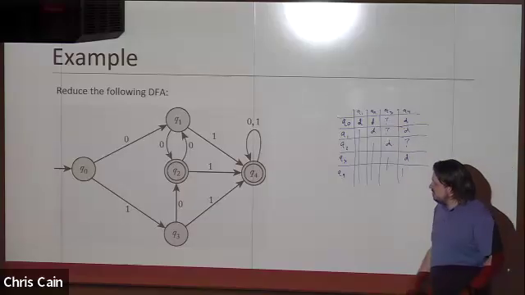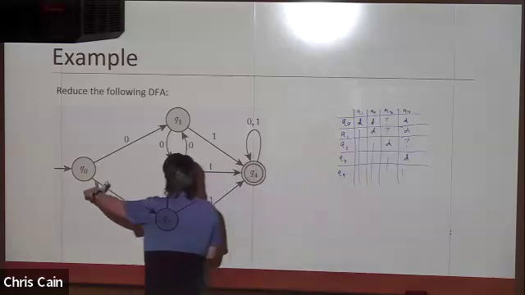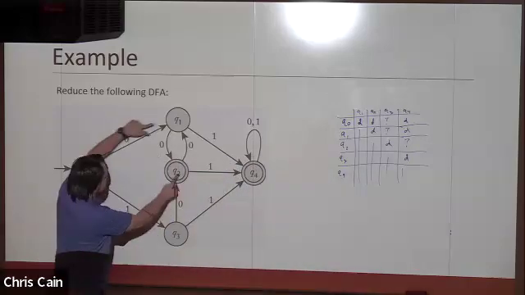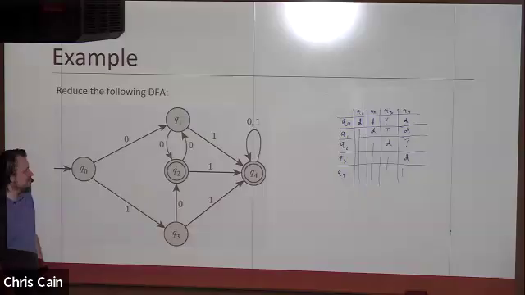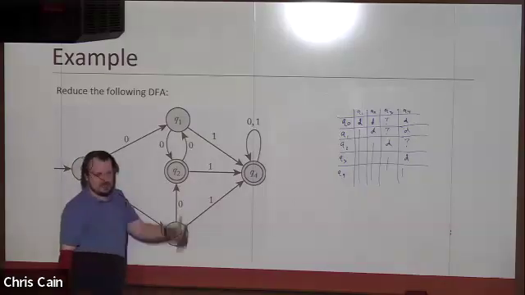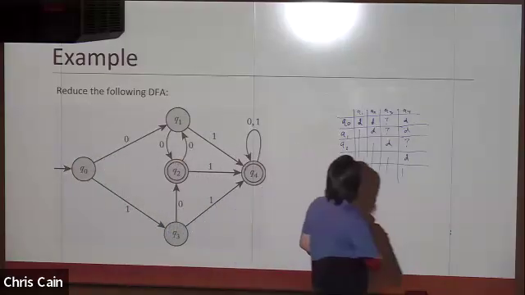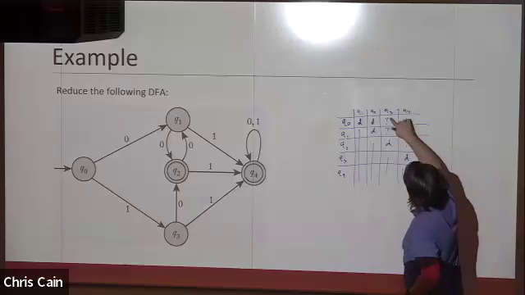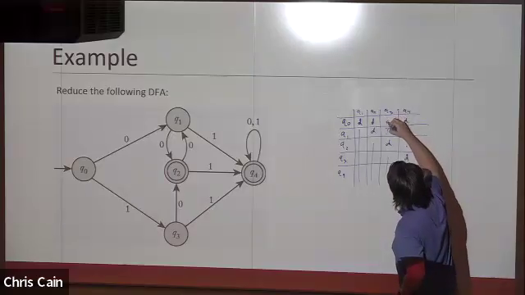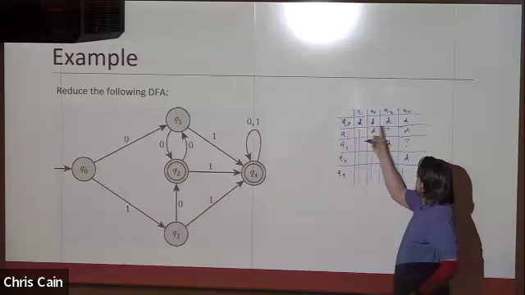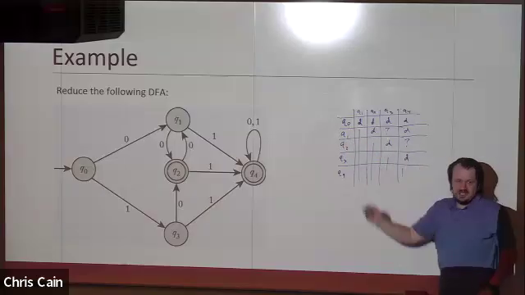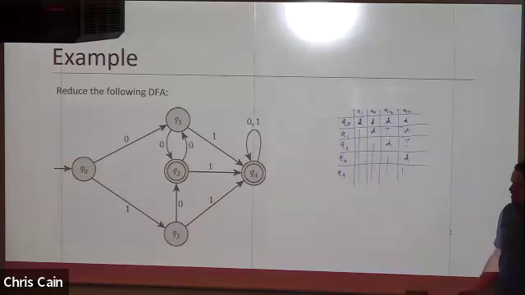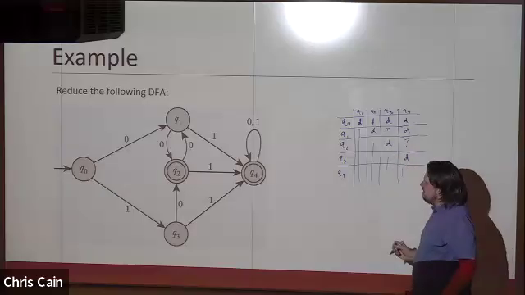So Q0 and Q3, on a 0, we end up in Q1 and Q2. We just asked whether Q1 and Q2 are distinguishable. They are. So Q0 and Q3 are distinguishable. Considering that Q0's entire row is distinguishable now, Q0 is not part of any state that can be combined. There's no purpose to Q0. What about Q1 and Q3?